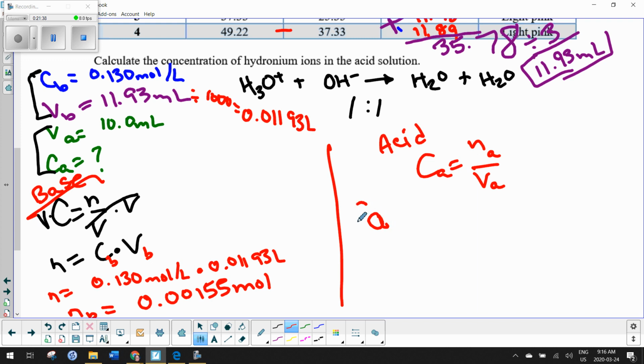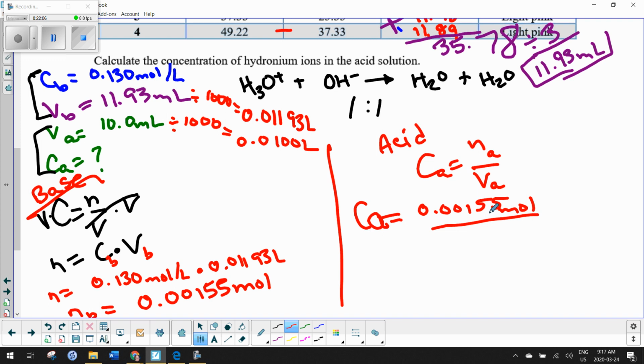Oops, sorry. So Ca, that's a bad A, 0.00155 moles divided by, now, my volume of my acid. If I go back over here, I have milliliters. That can't work. Divide by 1,000, because there's 1,000 milliliters in a liter. So you get 0.0100 liters. So Ca equals.